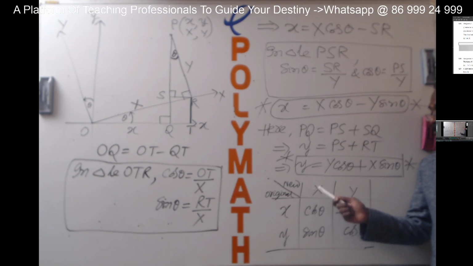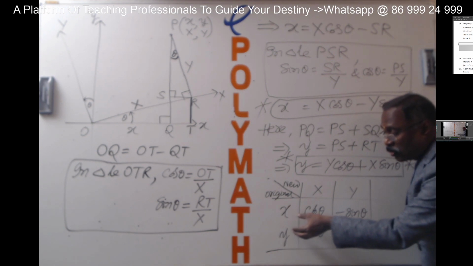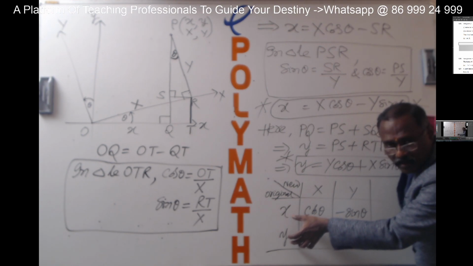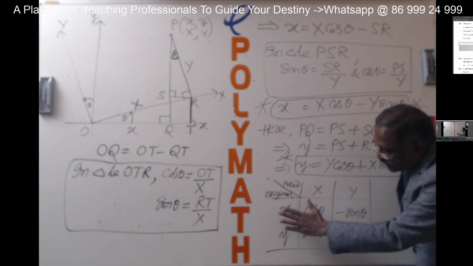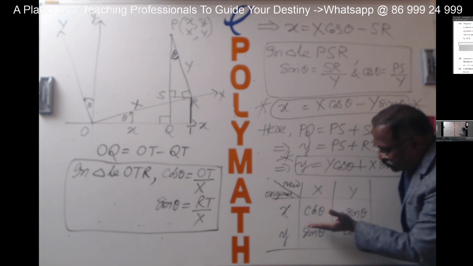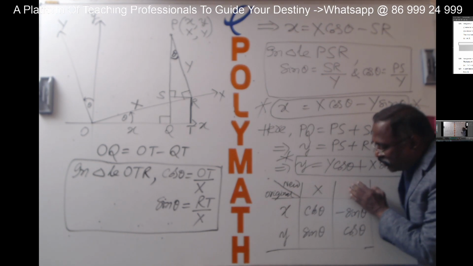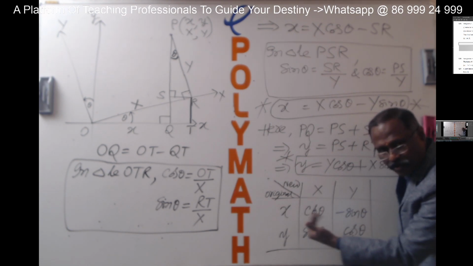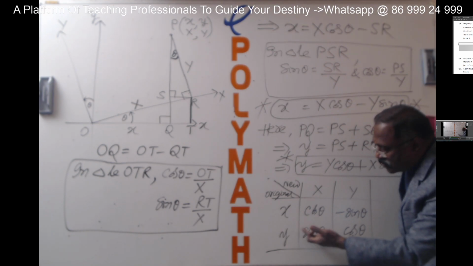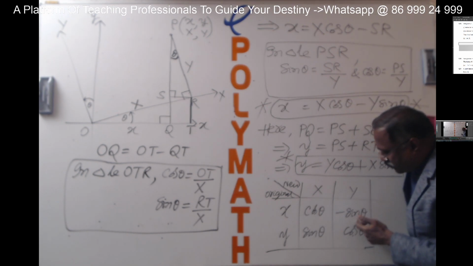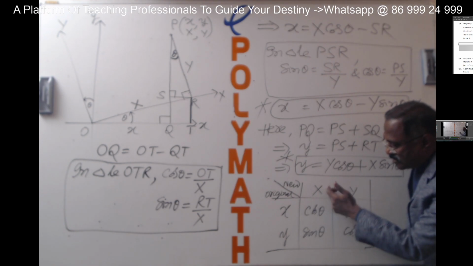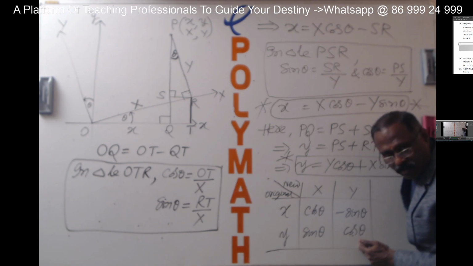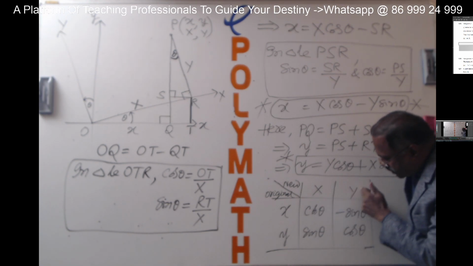Small x is equal to, whenever you are writing the old or original coordinates, then horizontal multiplication. Whenever you are getting the new coordinates, vertical multiplication. Small x is x cos theta minus y sin theta. Small y is x sin theta plus y cos theta.